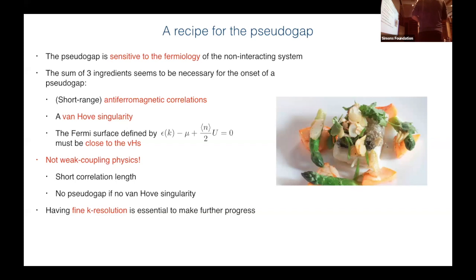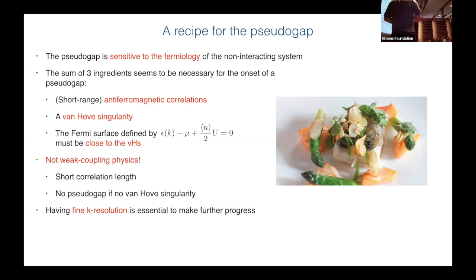Actually, I should have added maybe one more point, which we also need to understand. In some situations, it seems like Umklapp physics seems to be important, and this is something which we need to understand. But again, this is not weak coupling physics. It's tempting to say, but look, this is very much like weak coupling physics, but the correlation lengths are extremely short, so we're not at all in the kind of physics that you have when you have long-range antiferromagnetic almost order. And there's no example where we saw a pseudogap in the absence of antiferromagnetic correlations.